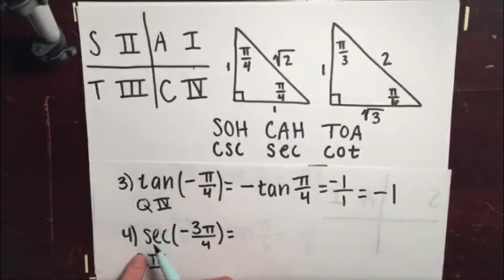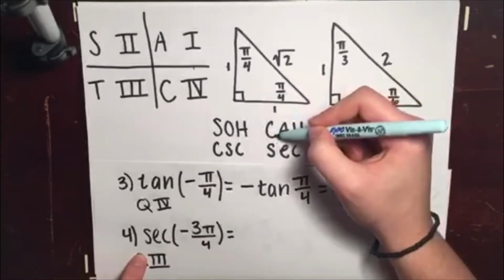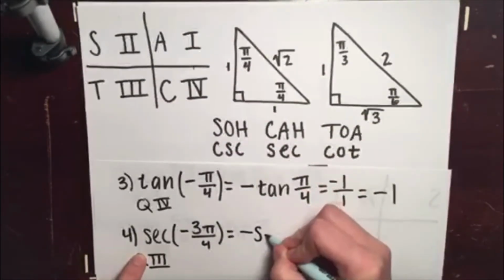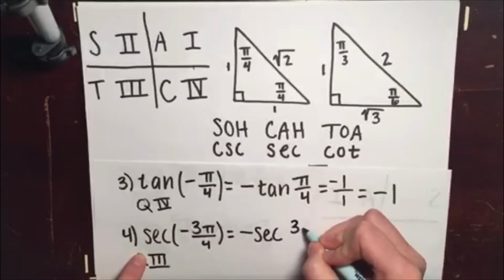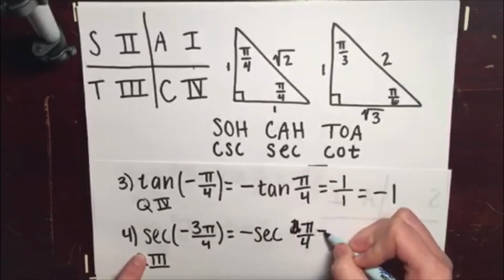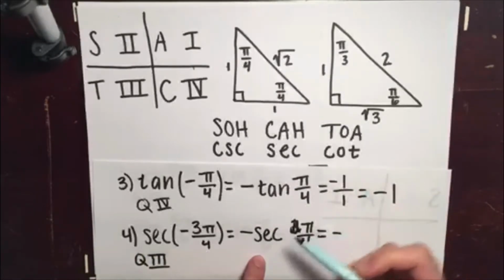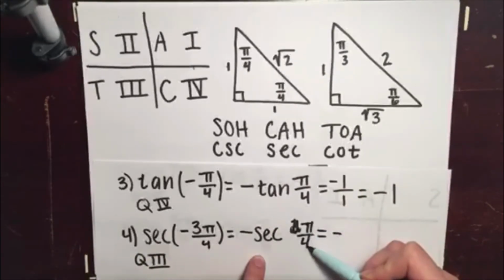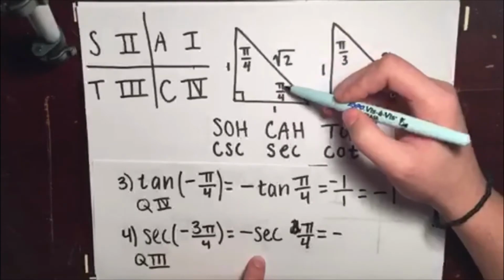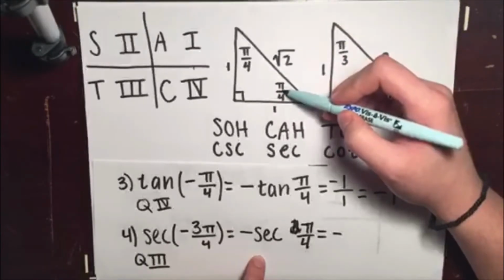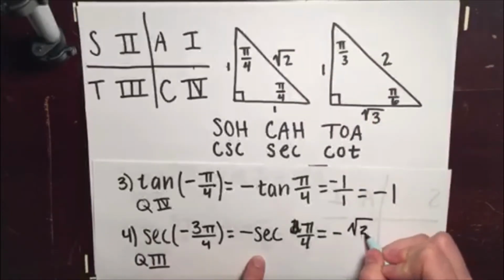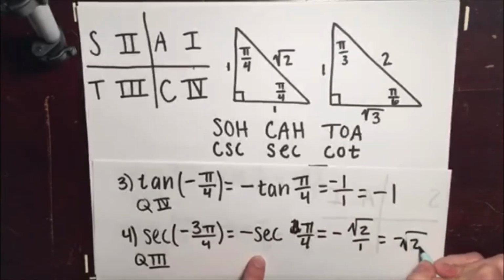So quadrant 3, secant corresponds to cosine. In quadrant 3, cosine is negative. So we're going to have negative secant, that is not the reference angle, just negative secant of pi over 4. Cool? Cool. So now we've got secant of pi over 4. Well, secant corresponds to cosine, so let's locate pi over 4. Cosine is adjacent over hypotenuse, but secant is hypotenuse over adjacent. So we've got hypotenuse over adjacent, negative square root 2 over 1, or negative square root 2.